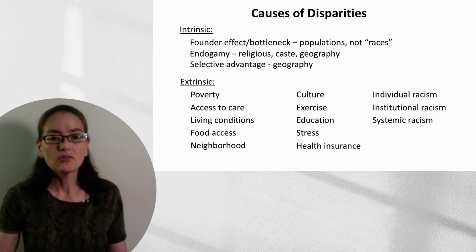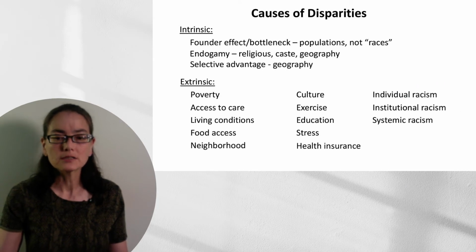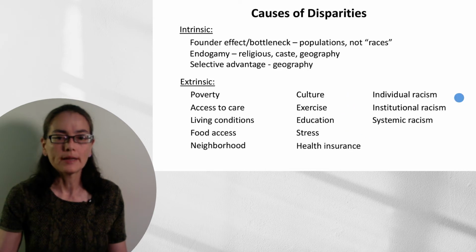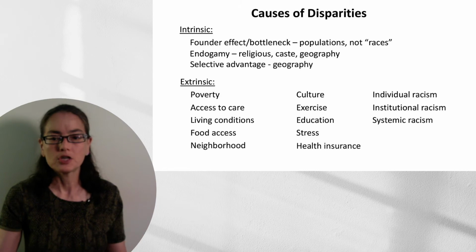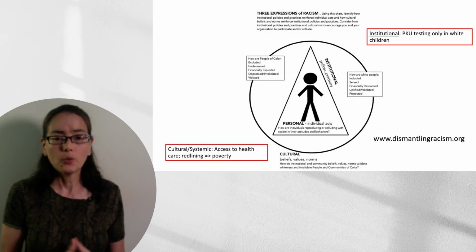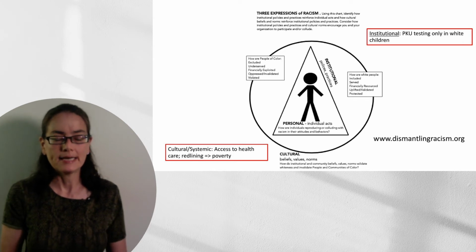And then we have these three here: individual, institutional, and systemic racism. And I'd like to talk just a little bit about those. I think these we're learning more about, but these are used more and more in the media. And I think it's worth just getting on the same page about what we mean by these. So this comes from the website dismantlingracism.org, which I think is fantastic.